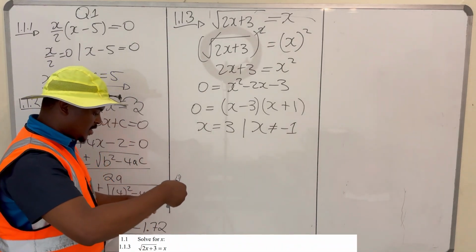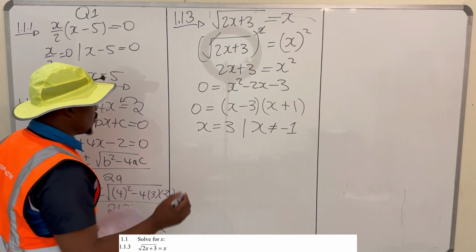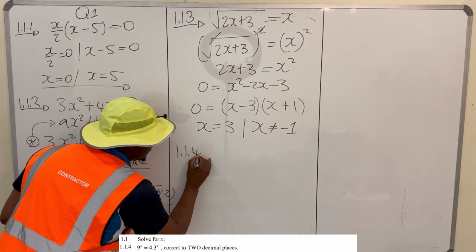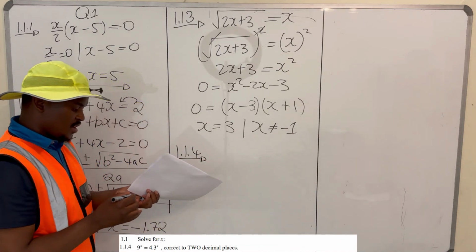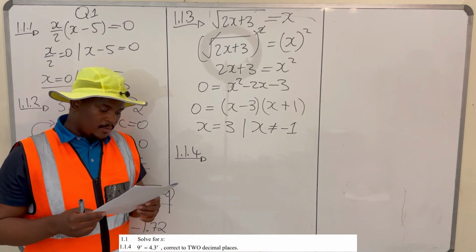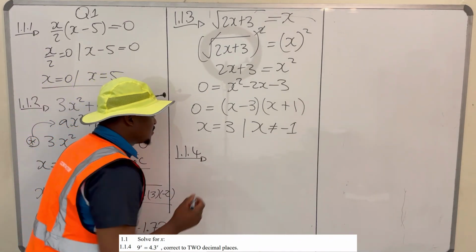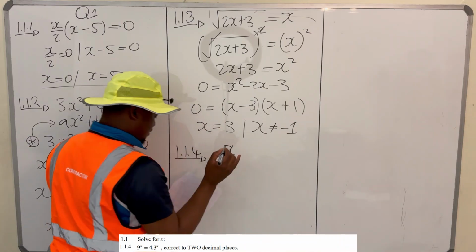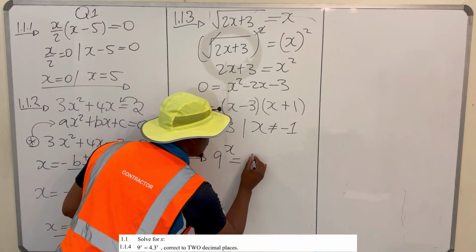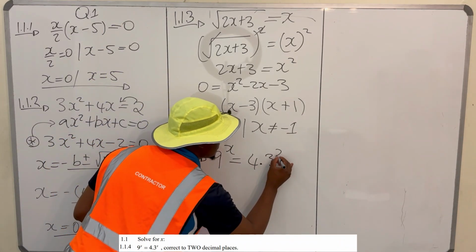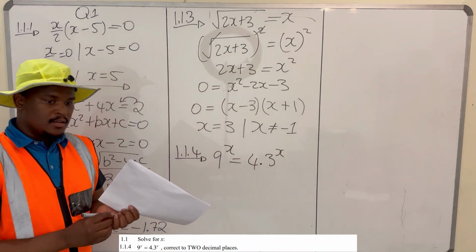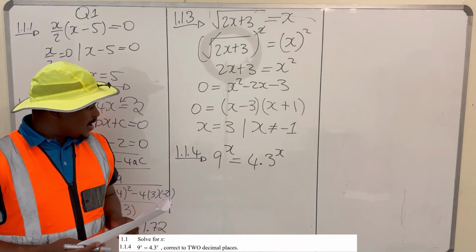So we move to the next one, which is 1.1.4. What are they saying at 1.1.4? We are given that 9 raised x is equal to 4 times 3 raised x. This is what you're given, right? So they want you to solve for x there as well.